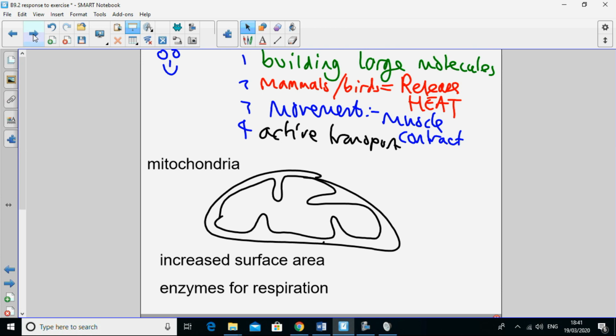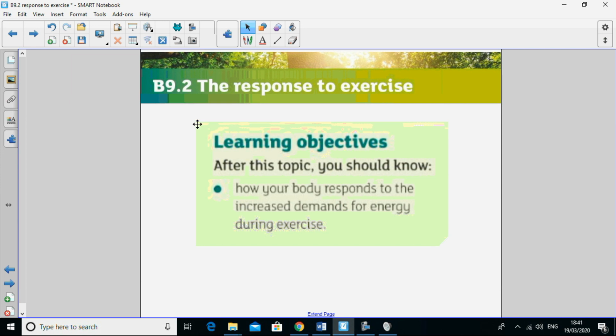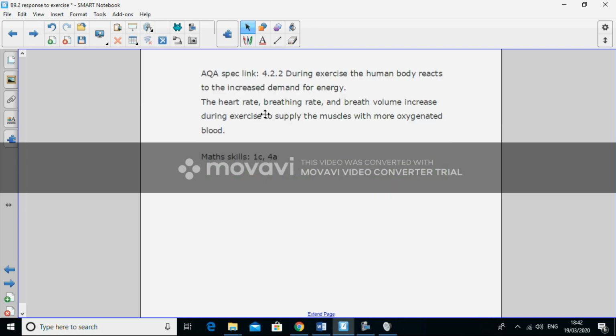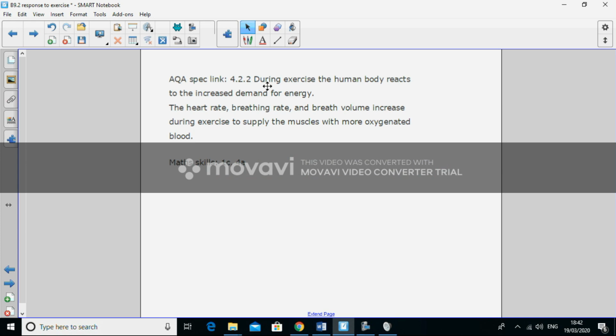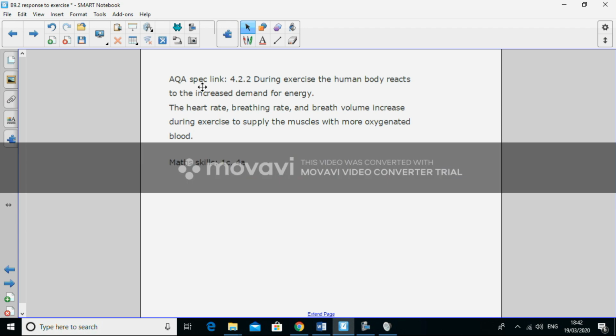There is your heading: the response to exercise. Write that down in your books. Pause if you need time. Off we go. These are the specification statements. During exercise, the human body reacts to an increased energy demand. Heart rate, breathing rate and breath volume increase during exercise to supply muscles with more oxygenated blood.